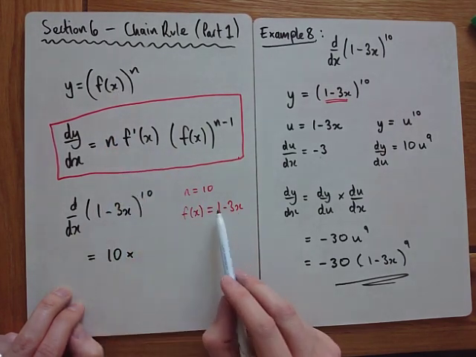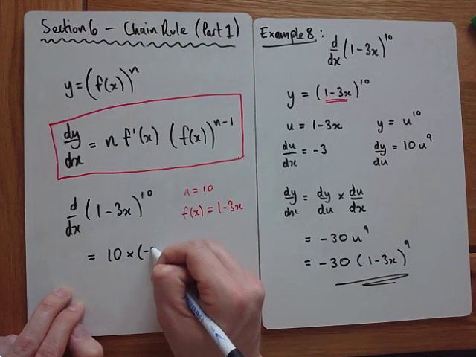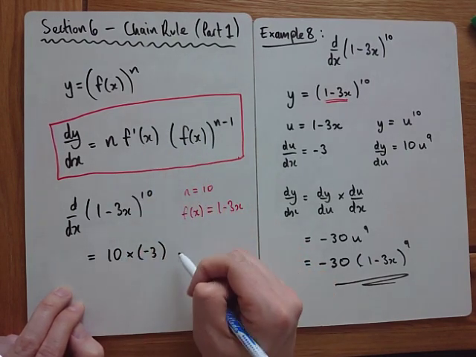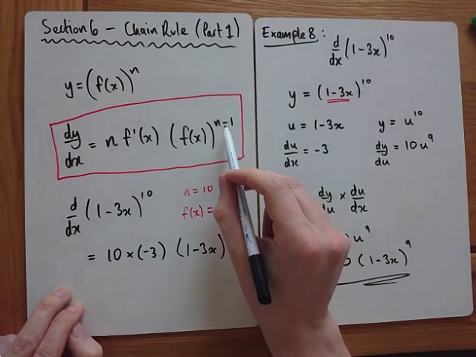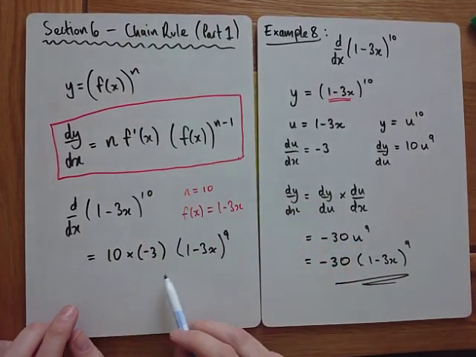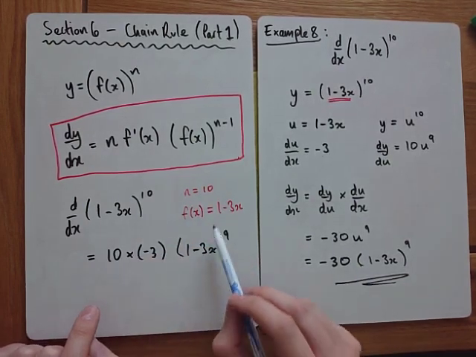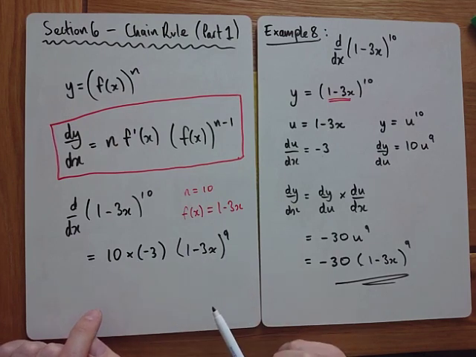Looking at what's inside, if I differentiate that, I'd get minus 3. So times by minus 3 as well. Then the function doesn't go anywhere, so it's 1 minus 3x. But we take 1 off the power, so instead of the power 10, we get the power 9. And look, we get the same answer either way. It's just a lot quicker doing times by the power, times by the derivative, take 1 off the power.